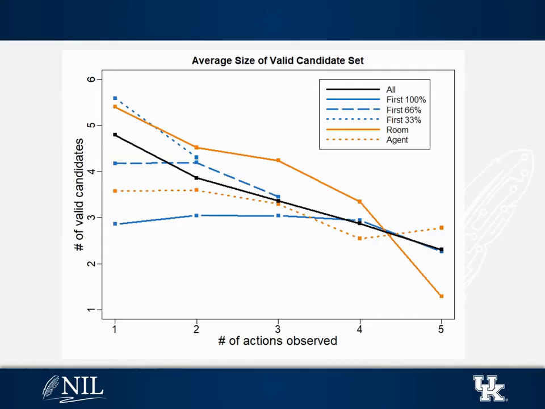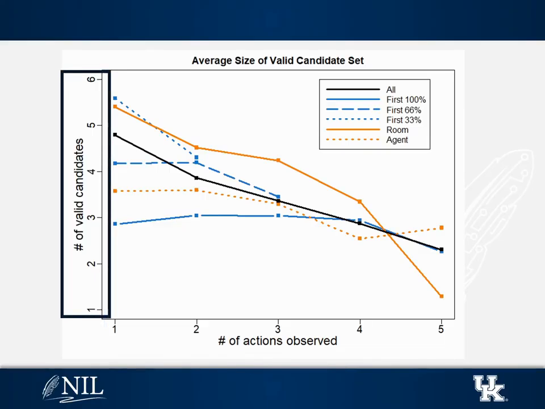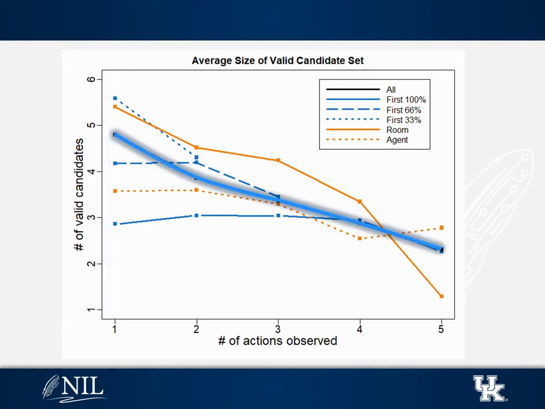Here's a visualization of our results. On the x-axis, we have the number of actions that the belief and intention recognition algorithm has to observe when making its decisions. The more actions, the more information it has. On the y-axis is the number of sets of beliefs and intentions that got labeled as reasonable to explain those actions. Each line represents a different ablation method, with this line representing the overall average.